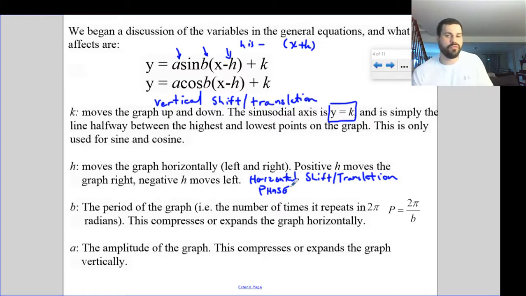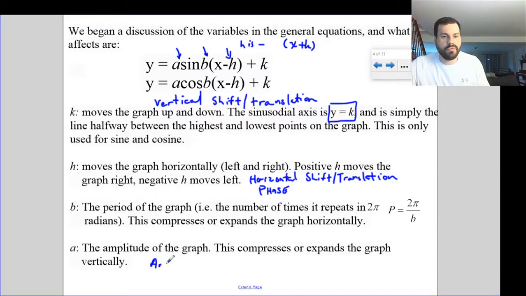And then b affects the period, and we said if b is 2, then the period becomes smaller. If b is big, it becomes even smaller. And if b is smaller, if b is 1/2 or 1/3, if it's a fraction, then the period is actually stretched horizontally wider. So it's 2 pi divided by b. Okay. And then the amplitude is coming from a.